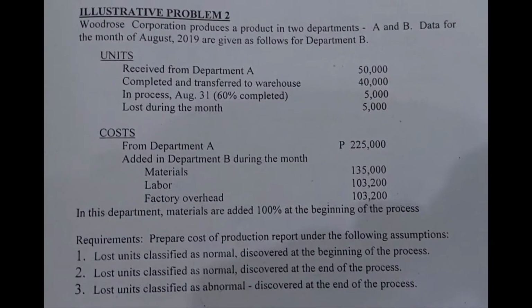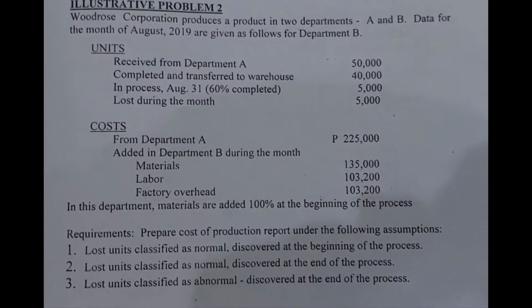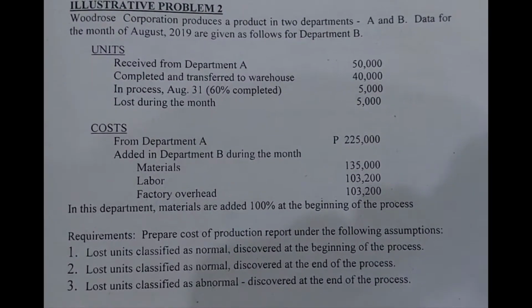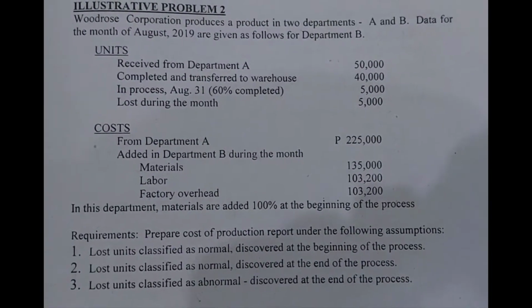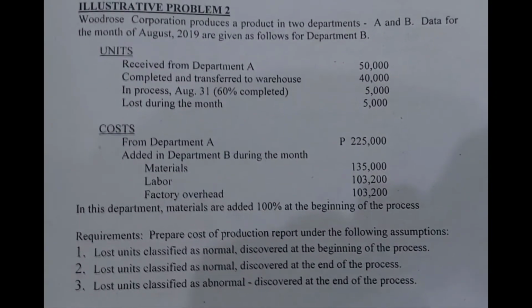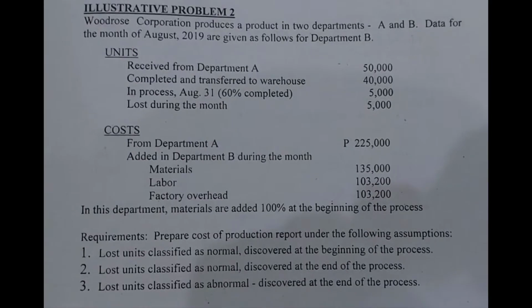So, ito yung example na gagawin natin. So, illustrative problem number 2. Woodrose Corporation produces a product in departments A and B. So, data for the month of August 2019 are given as follows for Department B.